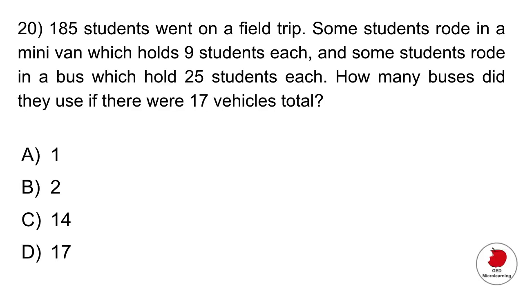Okay, question 20. Question 20 is another system of equations problem. So this is where you have to set up various equations, as we saw before, and kind of introduce one equation into the other to solve. So it says 185 students went on a field trip. Some students rode in a van, which holds 9 students each, and some students rode the bus, which holds 25 students each. How many buses did they use if there were 17 vehicles in total?